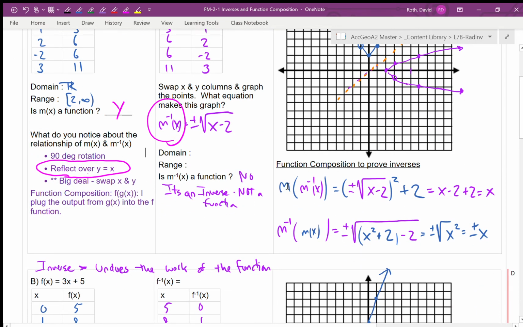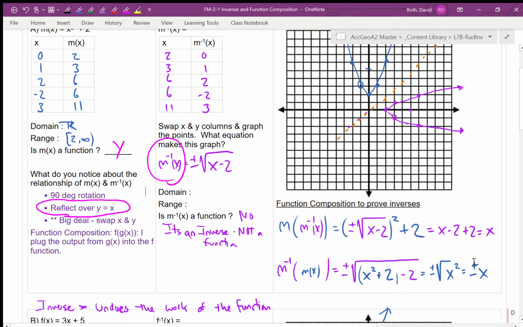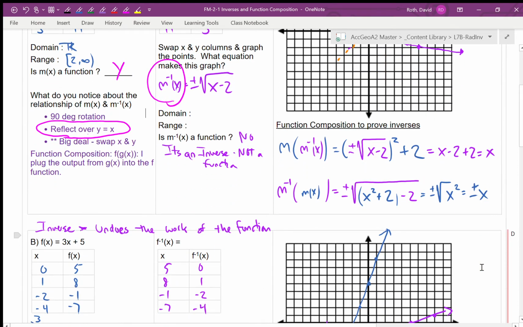Plug the inverse into the original, or plug the original into the inverse. In this case, it's a plus or minus X, and that's just the nature of the fact that it's not really a function, so don't worry about the plus or minus X in this case right now. Okay, so that's the essence of the thing.